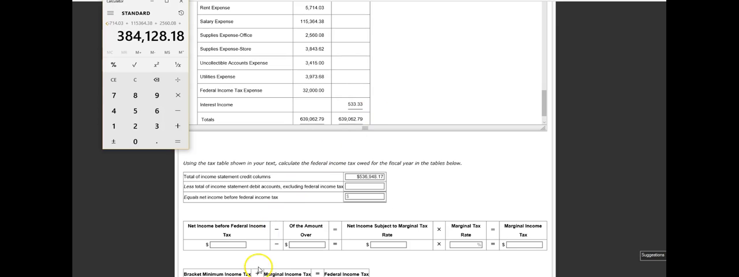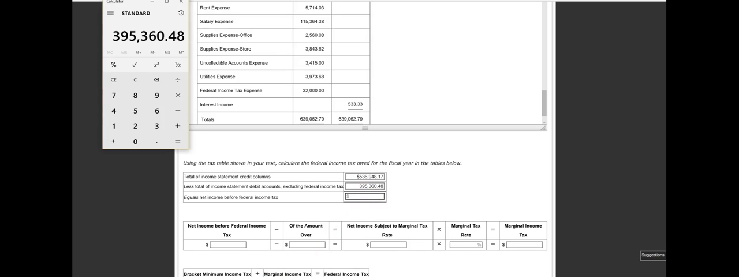Almost done. Where did it end up? 2560. 3843. Oh, not that one. 395, 360, 48. Cool, that goes right here. 395, 360, 48. Do some subtraction there. Minus 141, 587.